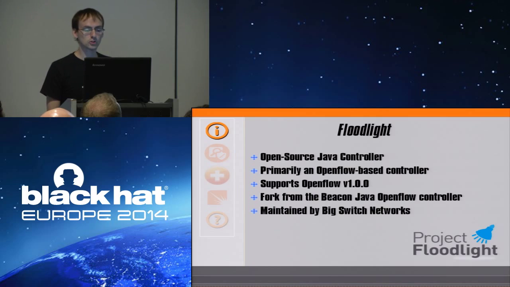So first off, Floodlight. It is an open source Java controller, primarily an OpenFlow based controller supporting OpenFlow version 1.0. It is a fork from the Beacon Java OpenFlow controller, maintained by a single outfit, Big Switch Networks. In fact, it is the basis for their commercial product, Big Switch Fabric, which is getting a lot of press right now.